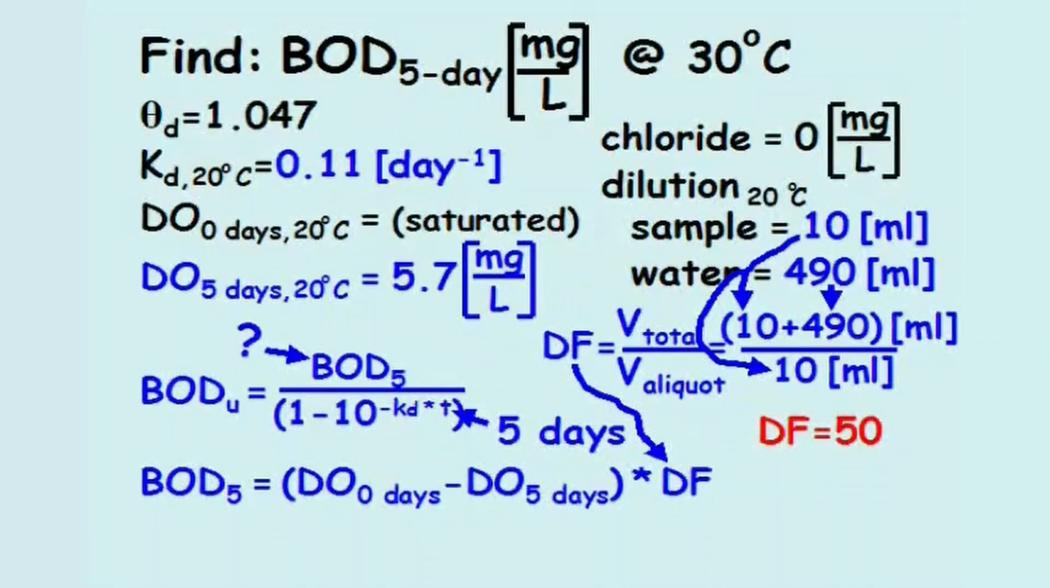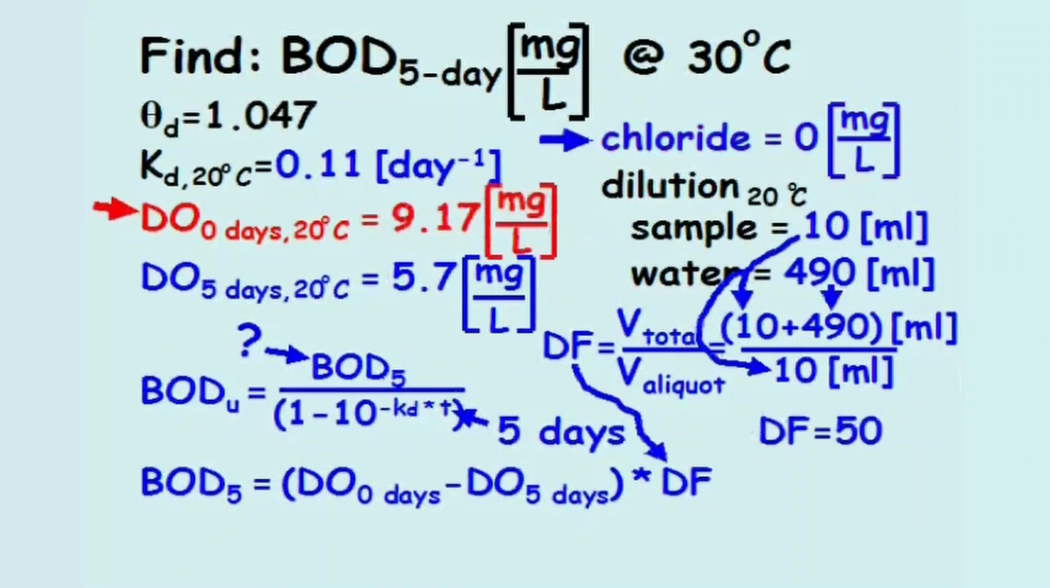The problem states the concentration of dissolved oxygen at 5 days equals 5.7 milligrams per liter, and the initial sample is saturated. The concentration of dissolved oxygen in a saturated sample, free of chloride and at 20 degrees Celsius, can be looked up in a table, and equals 9.17 milligrams per liter.